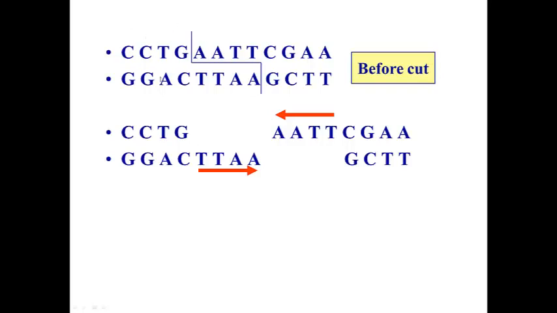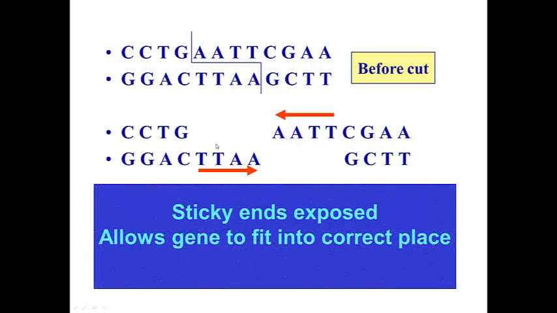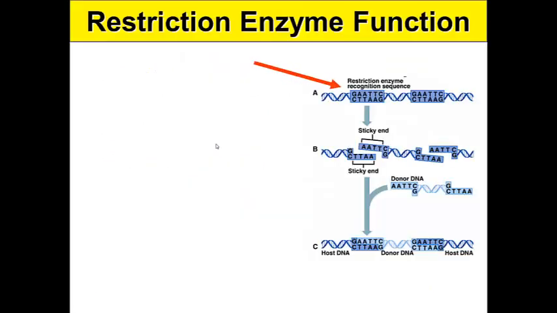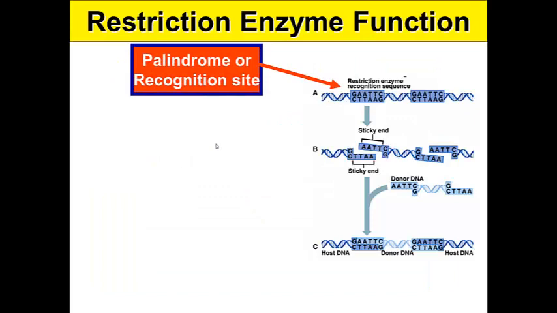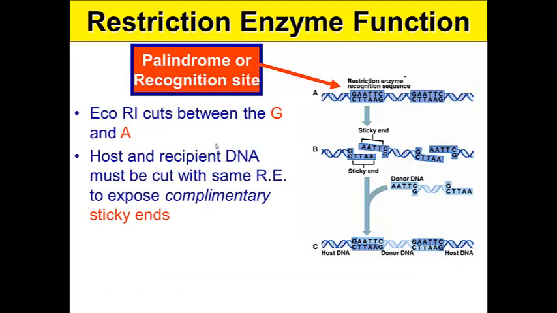This is what the DNA molecule looks like before it's cut. And this is what it looks like after it cuts between the G and the A on both of these molecules. GA cut, GA cut. The sticky ends are exposed and allow the genes to fit into the correct place. Here is a restriction enzyme cut. EcoR1 cuts between the G and the A. The host and recipient DNA must be cut with the same restriction enzyme to expose complementary sticky ends.